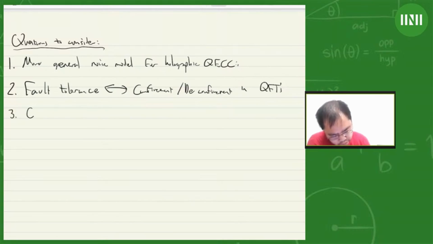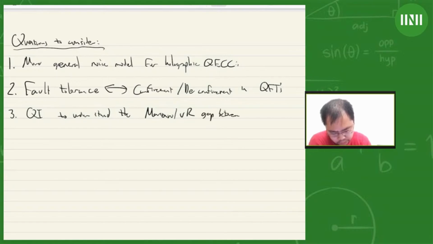The third one is, can we use quantum information to understand the Sorkin-Van Raamsdonk gap between Hawking-Page and confinement-deconfinement? Maybe there's some way of using quantum information techniques to understand what that gap is. Perhaps, for example, when you're below both thresholds, you're definitely fault tolerant. When you're above both thresholds, you're definitely not fault tolerant. And when in the middle, there's some transition area. How do we precisely characterize the transition area?